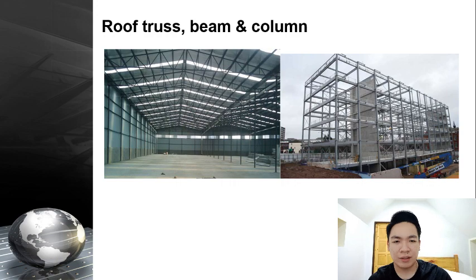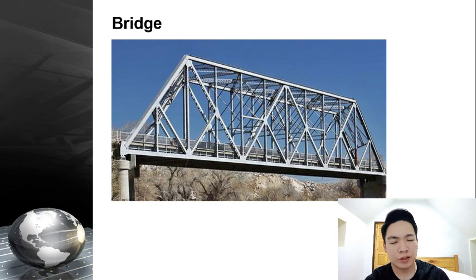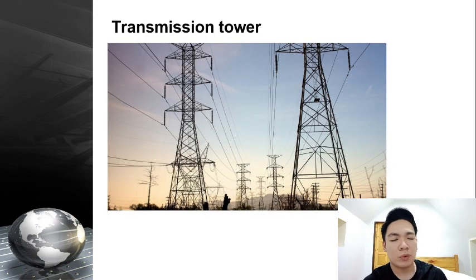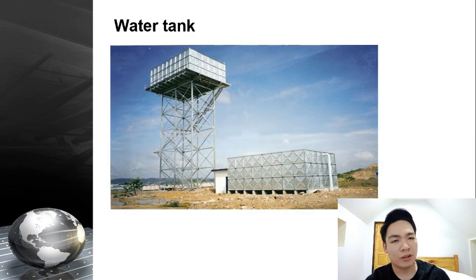Roof truss and beam column. This is an example that is made of steel structures. We also have bridges that are made of steel structures, transmission towers that are made of steel structures, and water tanks that are also made of steel structure.